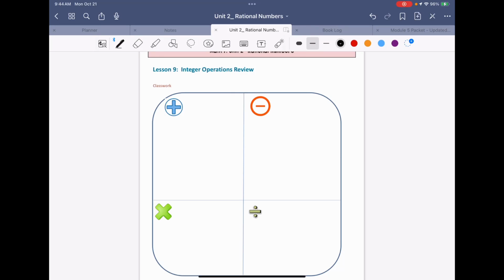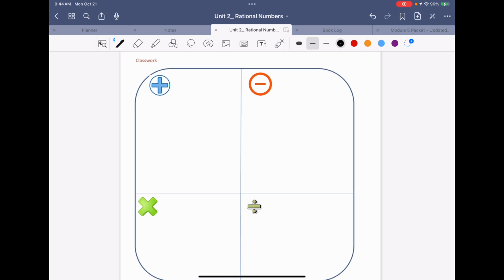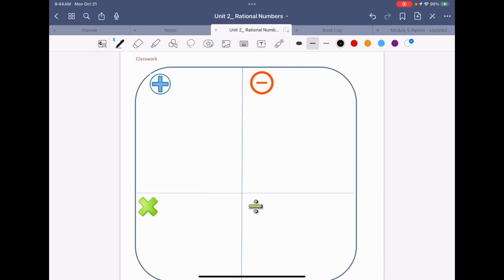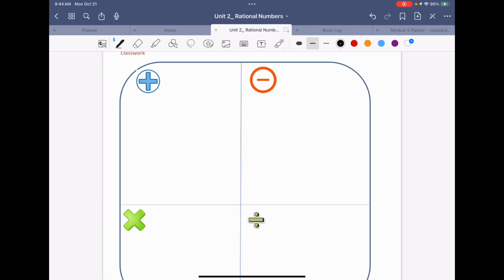Lesson 9, Integer Operations Review. What we're going to do in this lesson is mainly a review of everything we have done so far in this unit with our operations for our integers. So we're going to fill in this chart just to get started, and it's just going to help us break down what we have learned and the rules that we have learned for addition, subtraction, multiplication, and division.